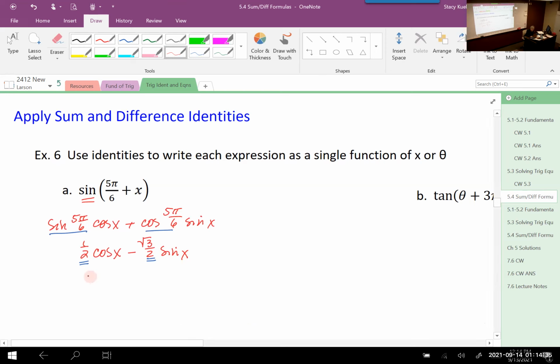You could also write this as cosine x minus the square root of 3 times sine x all over the single denominator of 2. If you happen to see that as an answer as well, both of those solutions are perfectly fine to me.